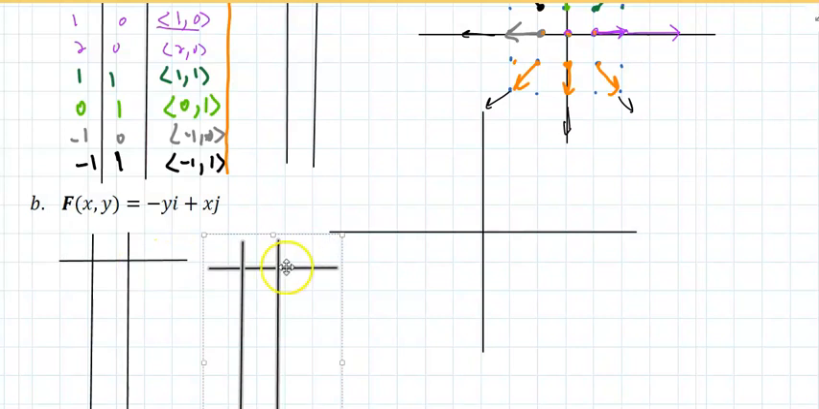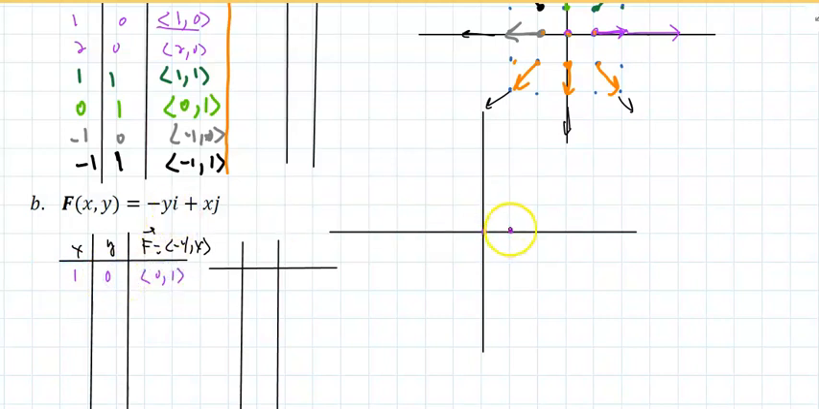And there it is. Now, if I pick an x and a y, f is negative y, x. So let's see what happens here. Again, if I go for the origin, it is the origin. If I go for the point 1, 0, this says 0, 1. So 0 i, 1 in the j.